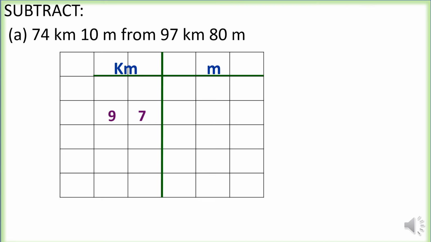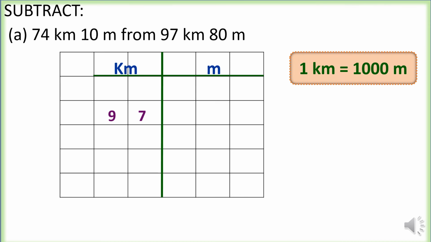Children, as I told you, the meters column should always be a 3-digit number. So here what we will do? We will add a 0 next to the number 80. So the number is 080. Okay, now we will write 74 kilometers and here 10 meters is given, children. As you know, the meters column should always be a 3-digit number. So we'll put a 0 over there. Now it became 010. Okay.